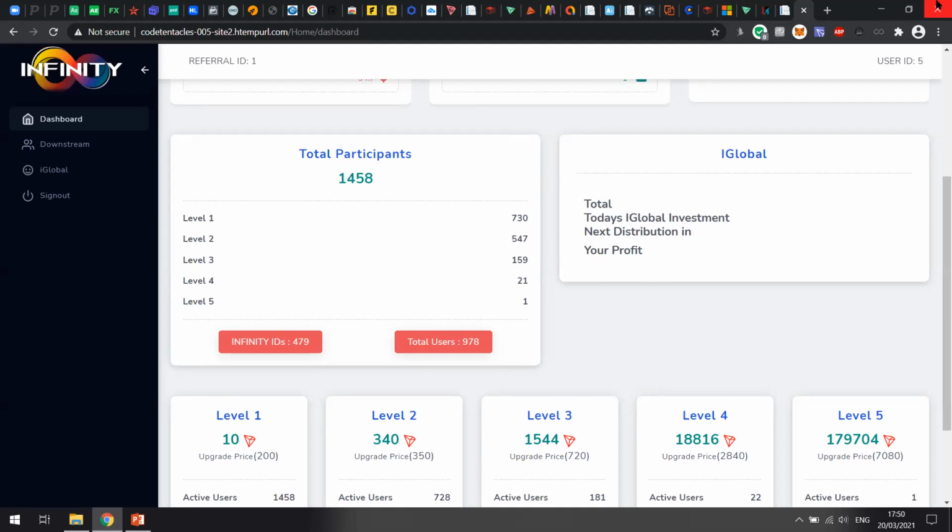The same way that we did in the Incomatrix system, we are taking 20% of every person's profit. Every person's profit, 20%. So here it is the same thing.